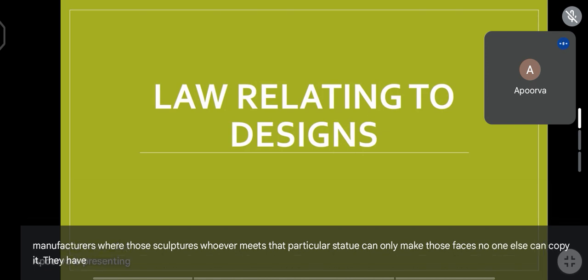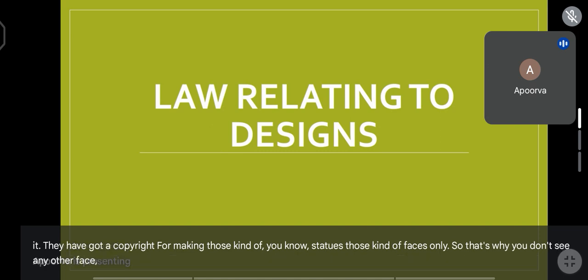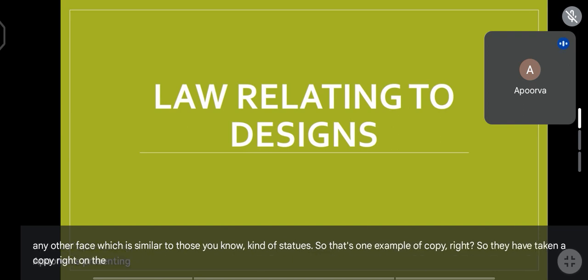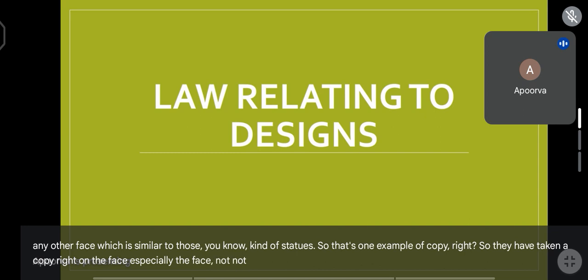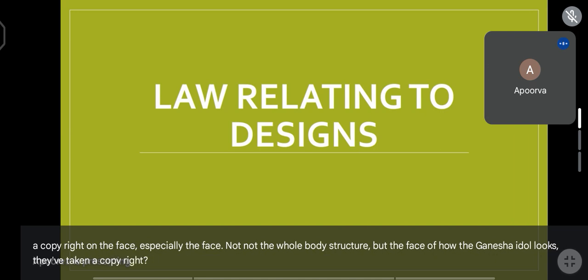They have got a copyright for making those kind of statues, those kind of faces only. So that's why you don't see any other face which is similar to those statues. So that's one example of copyright. They have taken a copyright on the face, especially the face, not the whole body structure, but the face of how the Ganesha idol looks. I was reading the article today morning.